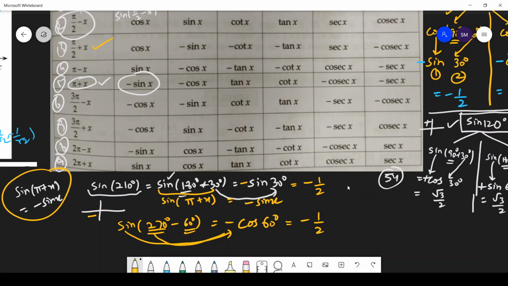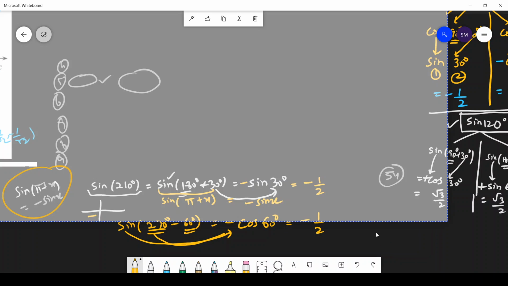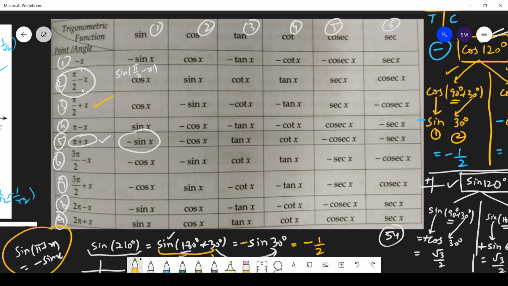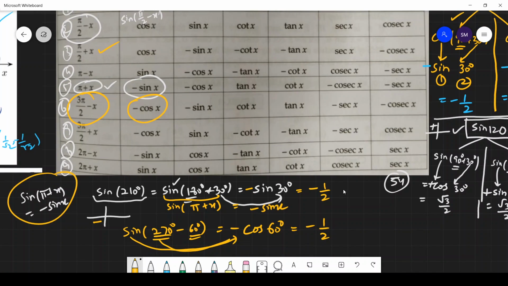Which formula have you used here in the second way? You have used sine 3 pi by 2 minus x is equal to minus cos x. Yes, sir.